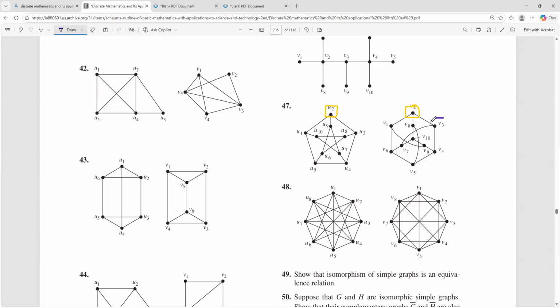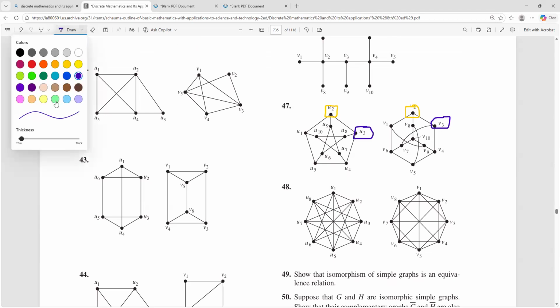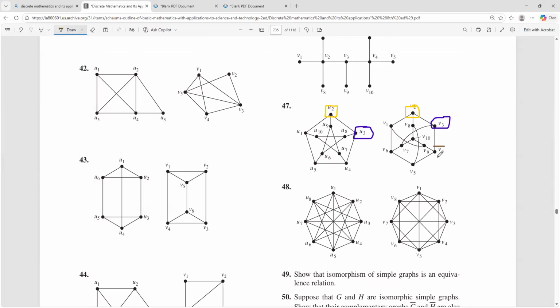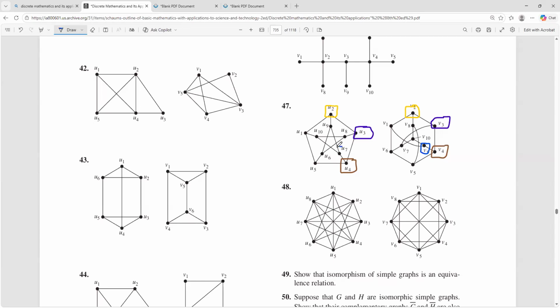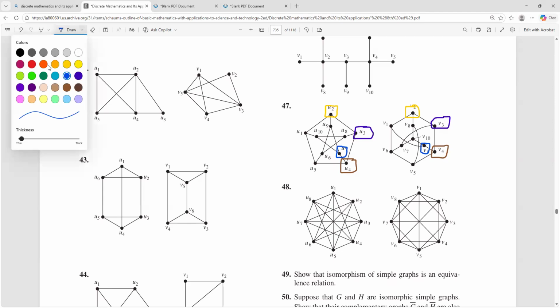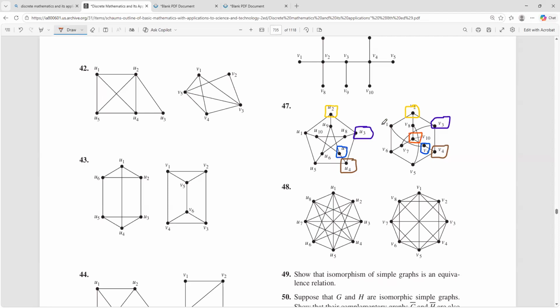I don't know if I'm going to be able to do it, but let's say V3 matches to U3, V4 matches to U4, V4 matches to V9. So this could be U7. What does U7 connect to? V9 goes to V10.